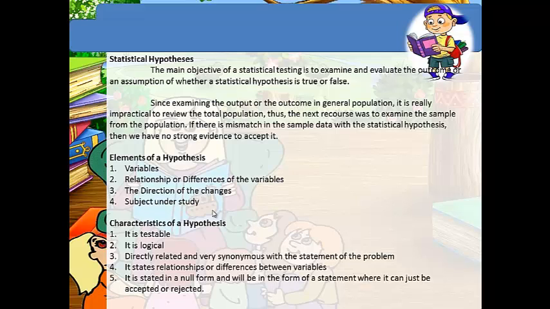Okay, so what is independent variable? An independent variable is the stimulus variable which is chosen by the researcher to examine its relationship to an observed phenomenon. A dependent variable is the response variable which is observed and measured to determine the effect of the independent variable. The third is the direction of the changes. And the last one is the subject under the study.